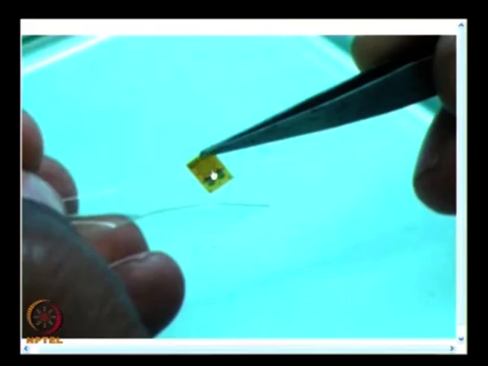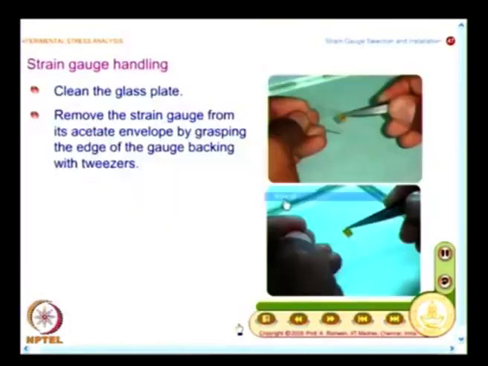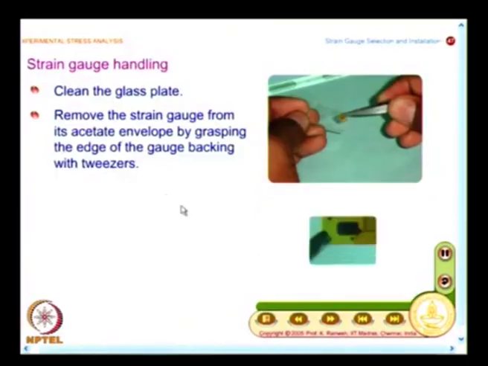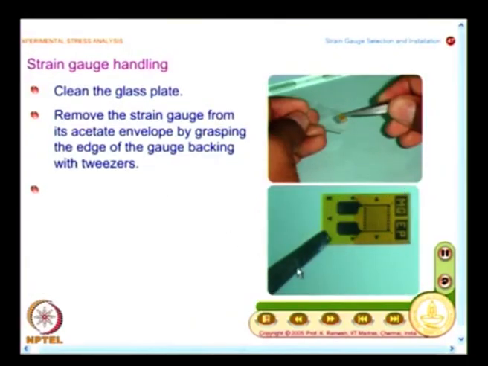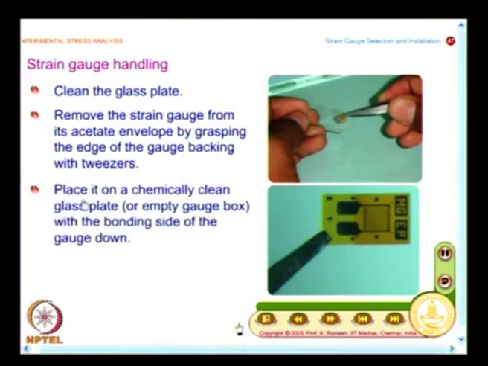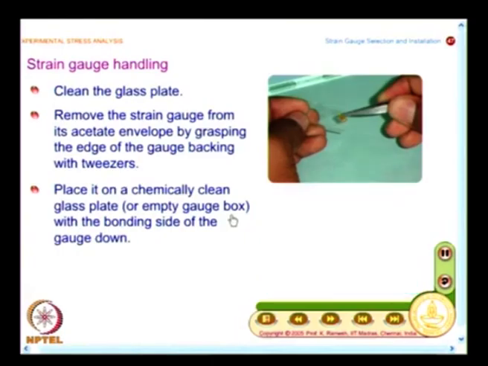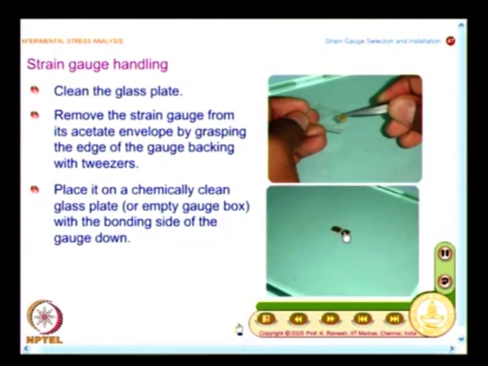If you touch it in between, what will happen? The foil is so thin, it may eventually get cut. So, you need to remove it with tweezers and place it properly on your glass plate, and that surface should be chemically clean, that is why we have taken a glass plate, or you can also use an empty gauge box. And you also put the terminals and ensure that you keep it in such a manner that the bonding side of the gauge is down.